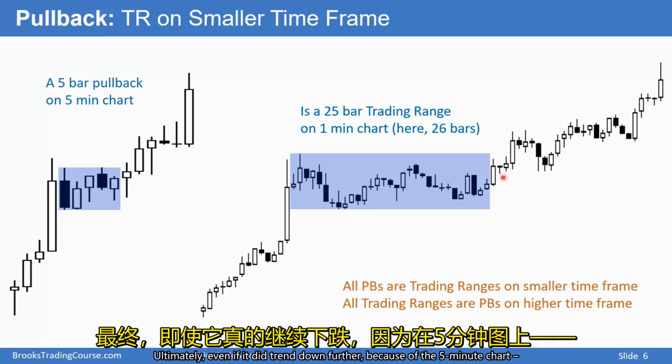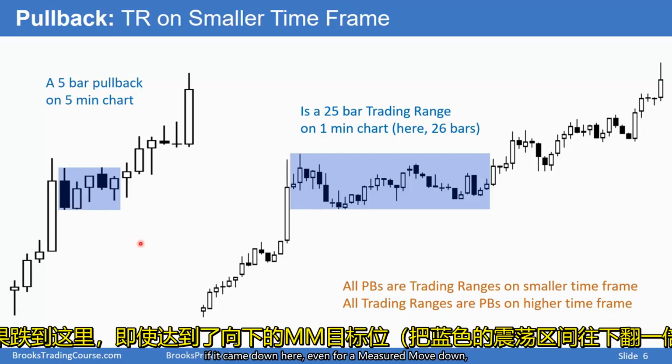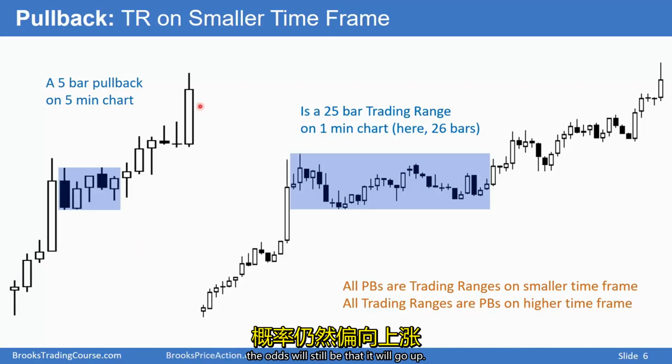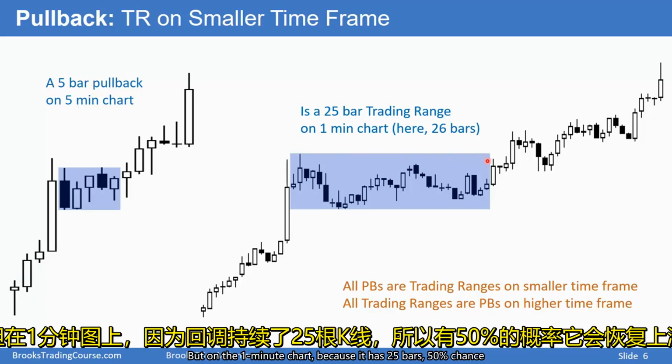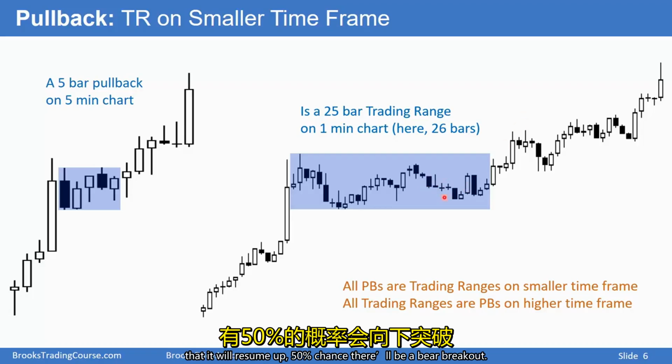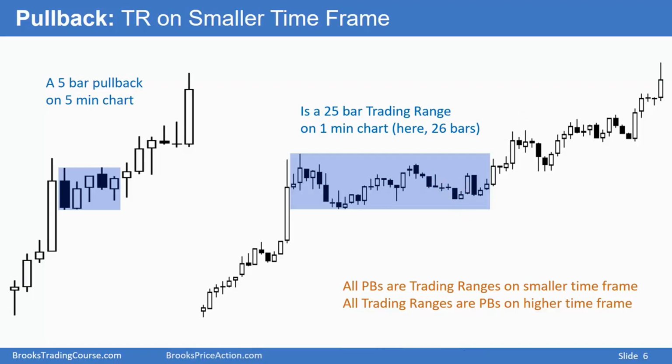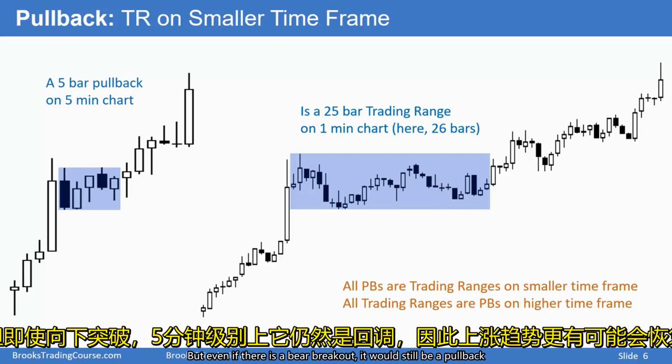Ultimately, even if it did trend down further, because of the 5-minute chart, if it came down here, even for a measured move down, the odds will still be that it would go up. But on the 1-minute chart, because it has 25 bars, 50% chance that it will resume up, 50% chance there'll be a bear breakout. But even if there is a bear breakout, it would still be a pullback on the 5-minute chart, and therefore the bull trend would likely resume.